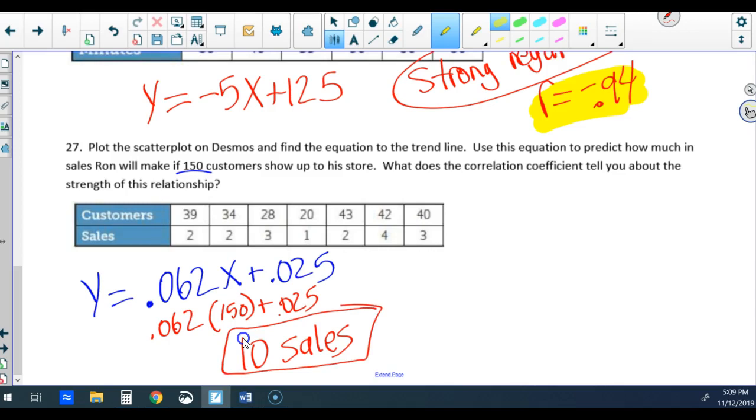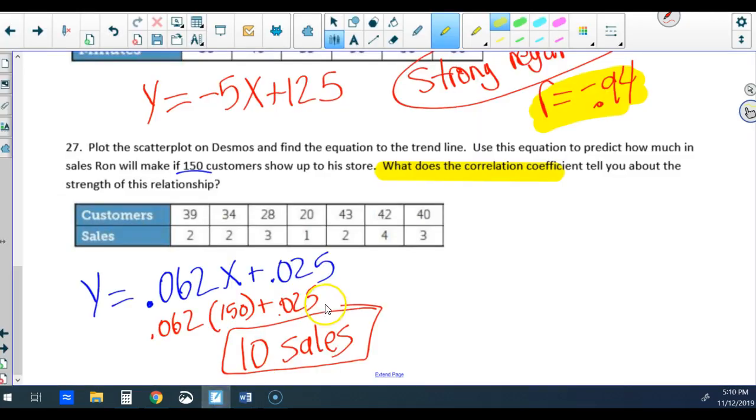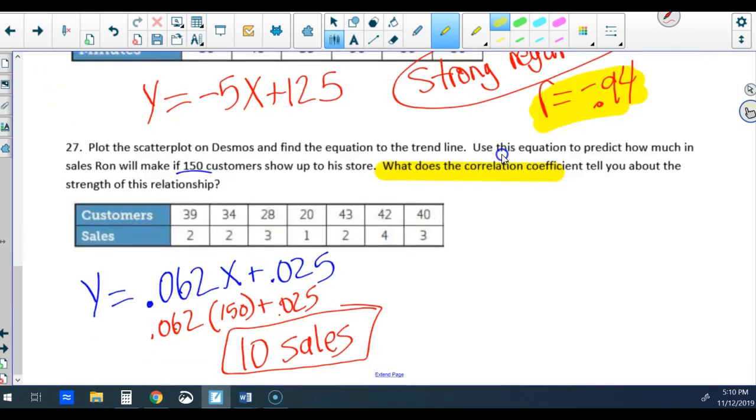Now, what does the correlation coefficient tell you about the strength of this relationship? Correlation coefficient is 0.6, or sorry, I'm looking at the wrong thing. 0.5368. That is not very close to 1. That's about right in the middle. According to here, anything in between 0.3 and 0.7 is a medium positive. So this is a medium positive correlation.